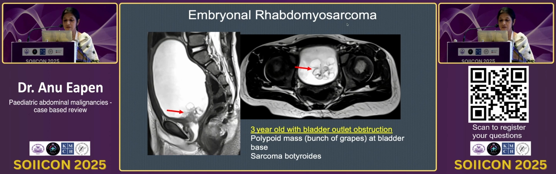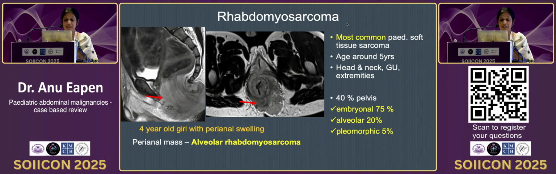It's a form of embryonal rhabdomyosarcoma. And this was another 4-year-old girl who presented with a perianal mass. You can see a bulky mass in the perianal region on a T2 MR, sagittal and axial. And this turned out to be an alveolar rhabdomyosarcoma.